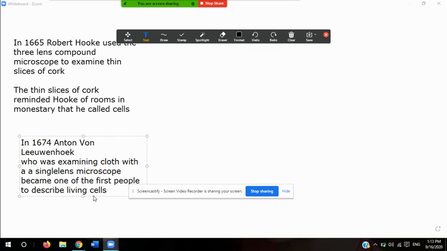Now, the detail that I wrote there, that von Leeuwenhoek became one of the first people to describe living cells, is because the cells that Hooke was looking at were dead. He was looking at cork, which is found in some species of oak tree, but they weren't alive. What made von Leeuwenhoek's discovery so distinct was that he was observing living cells, in a sample of pond water.